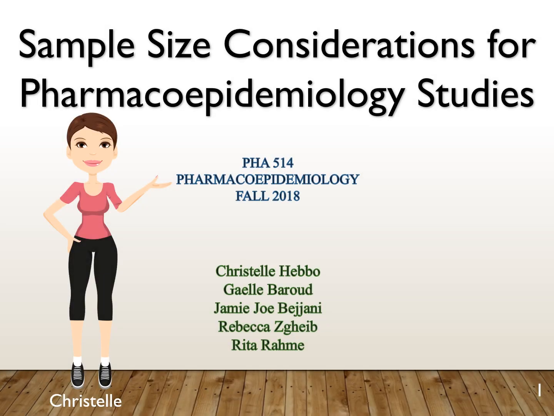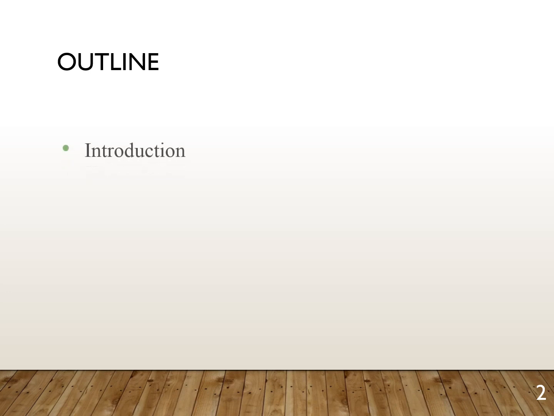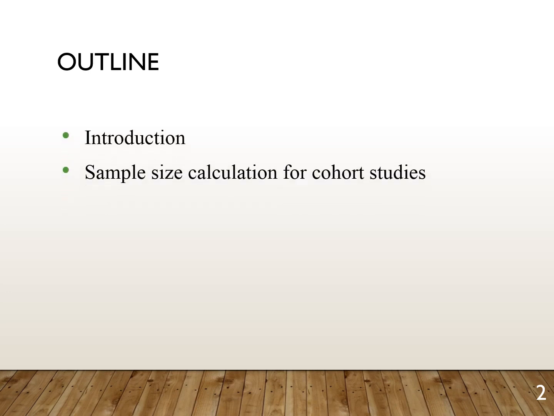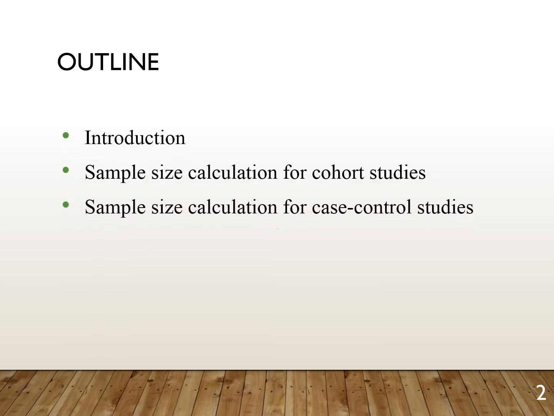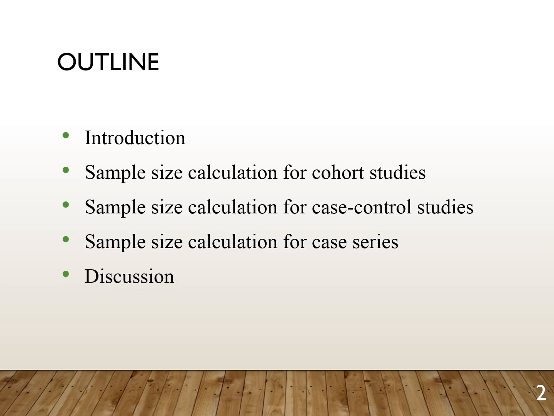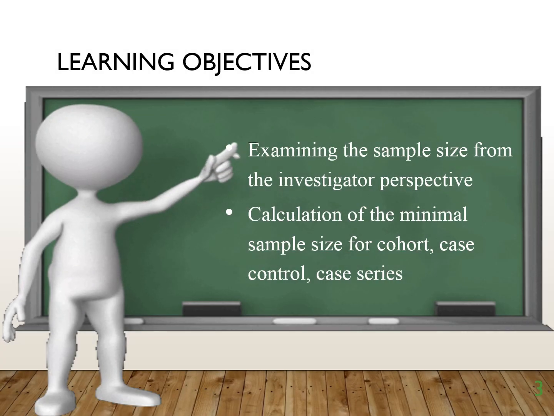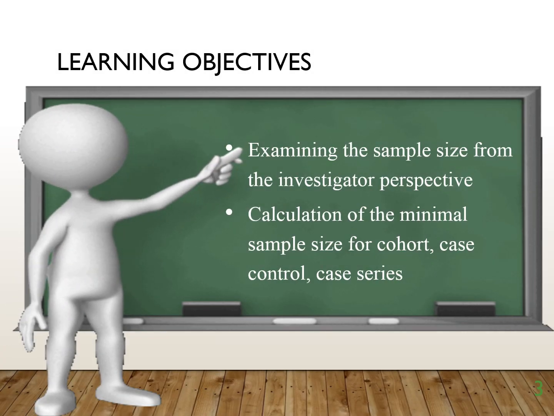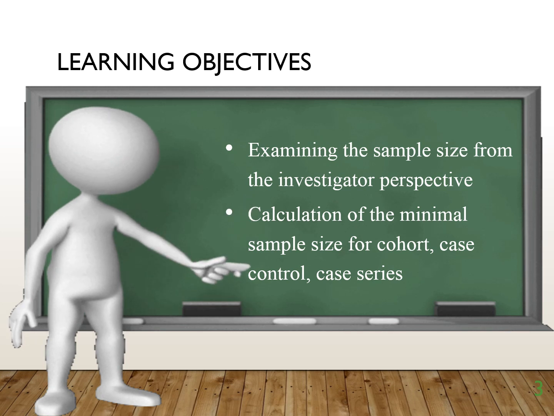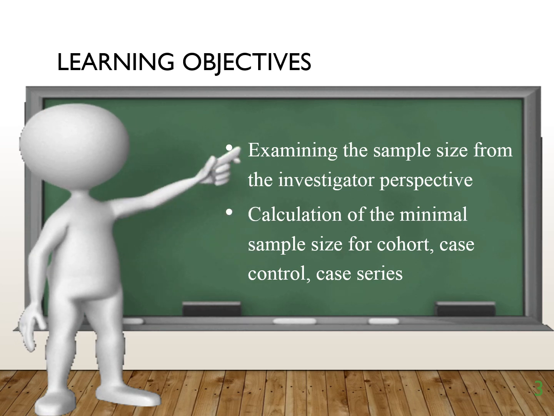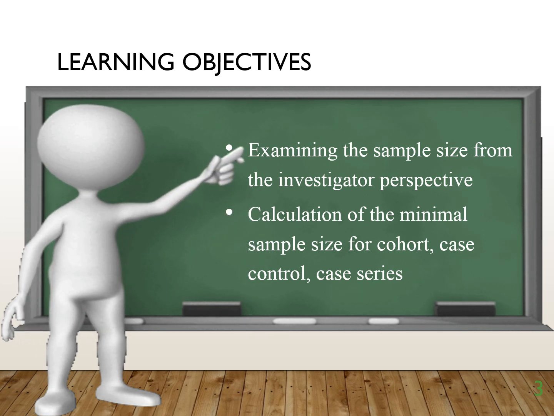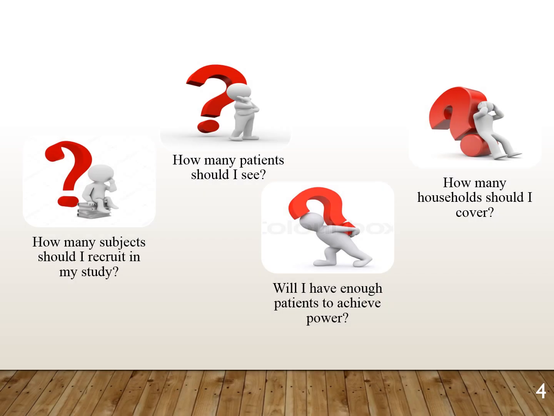Sample size consideration for pharmacoepidemiology studies. Outline: Introduction, Sample size calculation for cohort studies, Sample size calculation for case controls, Sample size calculation for case series, and discussion. Learning objectives: examining the sample size from the investigator perspective, and calculation of the minimal sample size for cohort, case control, and case series.